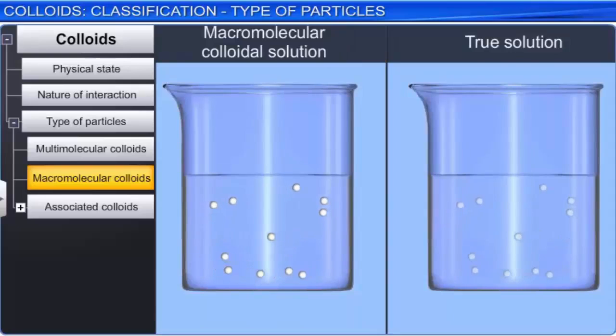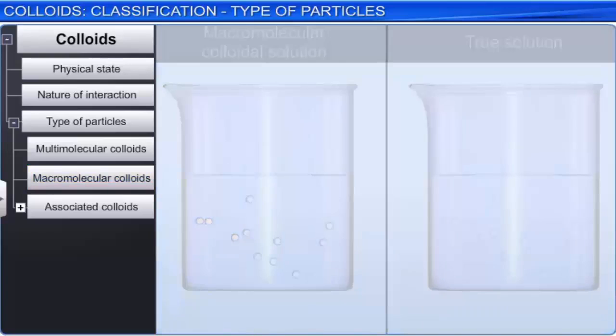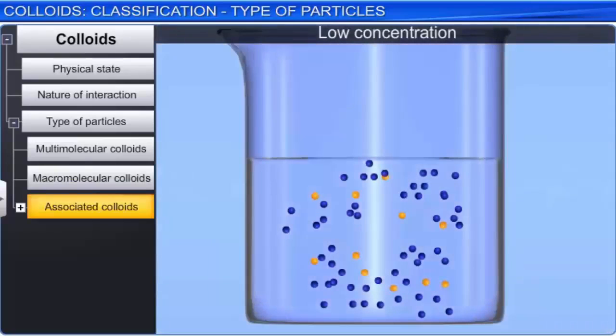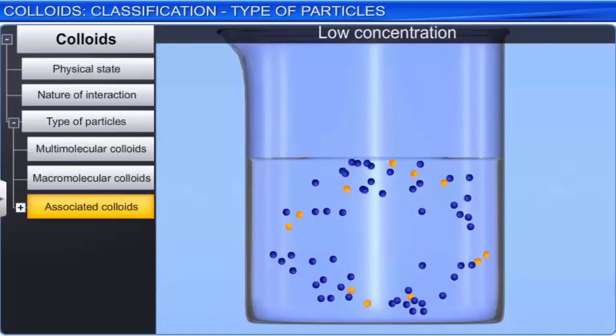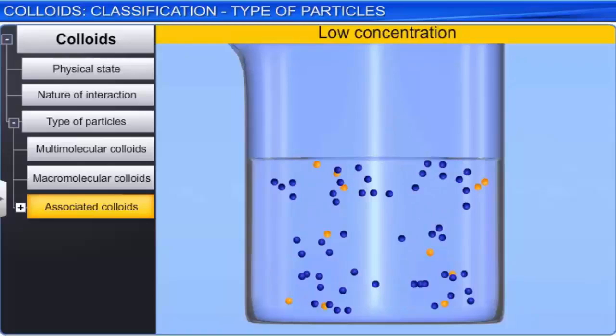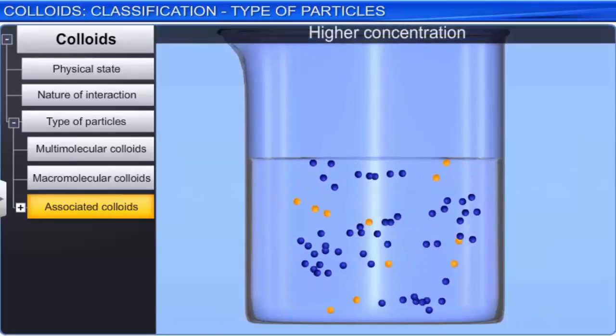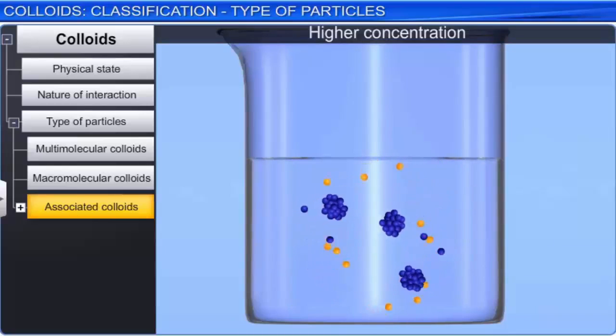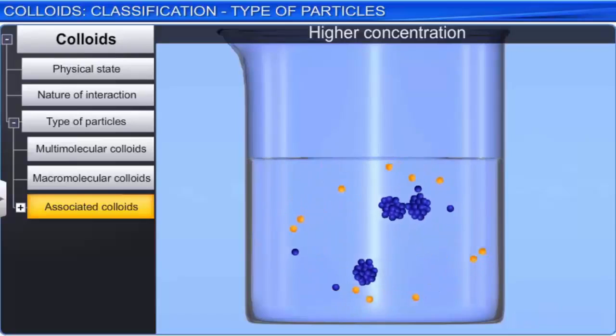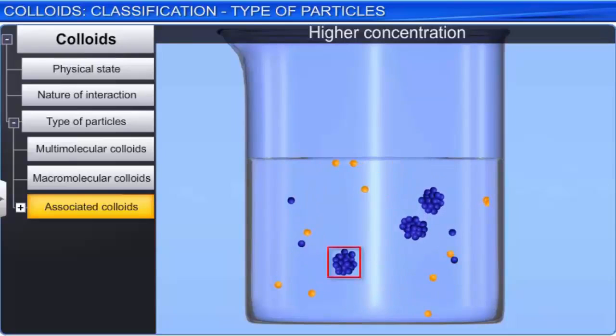Now, we will discuss the last category of colloids, namely, associated colloids. There are some substances that behave as normal strong electrolytes at low concentration, but behave as colloidal solutions at a higher concentration. The colloidal behavior is due to the formation of aggregates of small particles. Such aggregated particles are called micelles, and the colloid thus formed is called an aggregated or associated colloid. Surface active agents like soaps and detergents are examples of associated colloids.